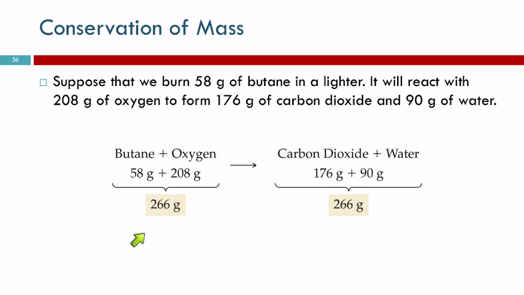We light that, it burns, it forms carbon dioxide and water. The total mass doesn't change. You still have the same number of carbon, hydrogen, and oxygen atoms. They've just been recombined into something else. This is an important idea.